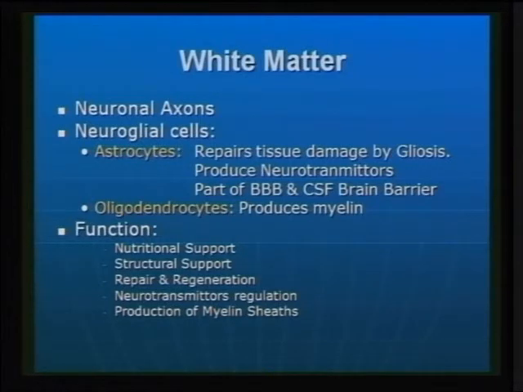It's basically formed of the neuronal axons and the supportive connective tissue, which is the glial tissue, the neuroglial. The neuroglial tissue is primarily of two main types of cells: the astrocytes, which repair the damage that occurs in the regular growth and wear and tear processes in the brain, while the oligodendrocytes produce the myelin.